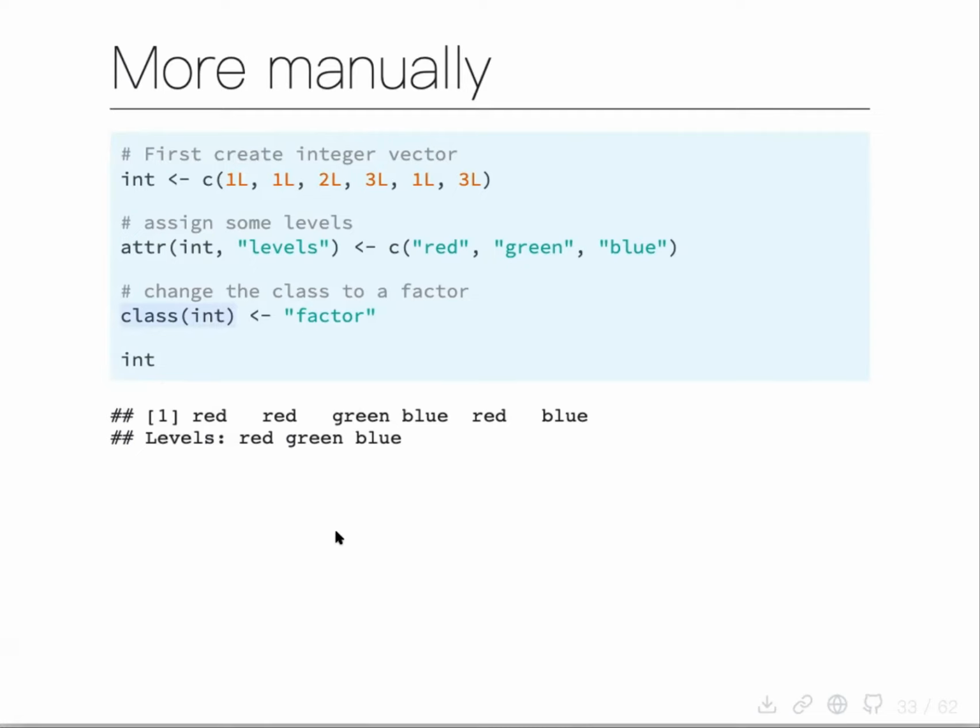Does this make sense? So if we call as.numeric on int, or as.integer, or as.double, we would get back these numbers, okay? If we call as.character on int, we would get back the levels, okay? We would get back a character vector.